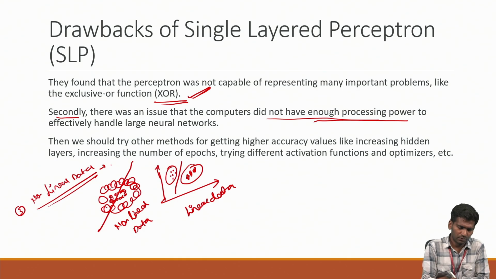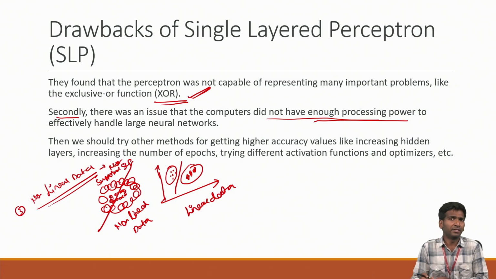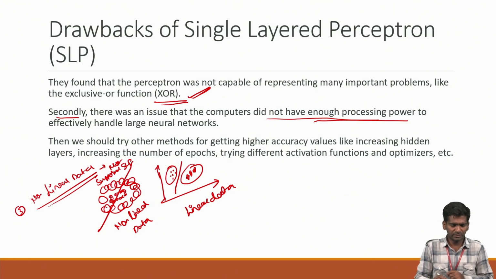So non-linear data is not supported by a single layer perceptron. That's why we need to remodify. These are the three main drawbacks of single layer perceptron. So what do we need to do? We need to remodify it. How can we remodify this SLP?